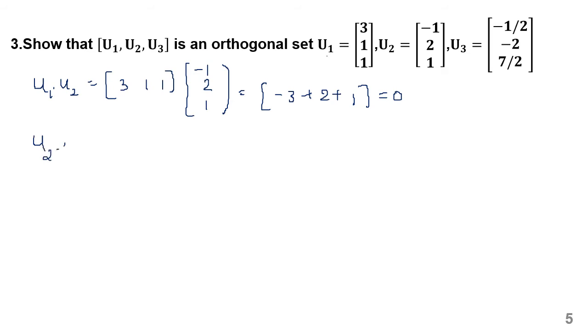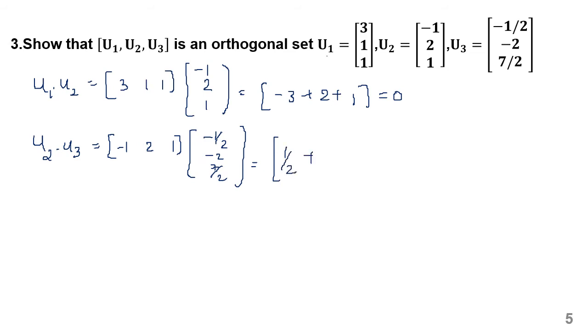Next u2 · u3, which is equal to (-1, 2, 1) · (-1/2, -2, 7/2). So it is equal to -1 into -1/2, which will be equal to 1/2. 2 into -2 will be equal to -4. 1 into 7/2 is 7/2. So if you try to simplify this, we'll get 1 minus 8 plus 7 divided by 2. So the numerator term will be equal to 0.